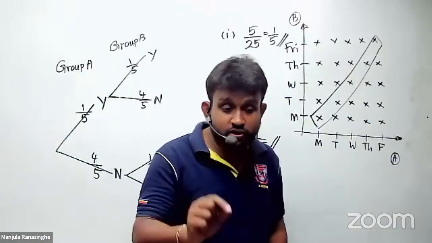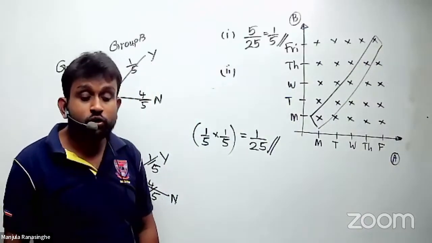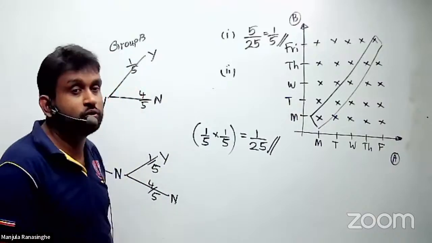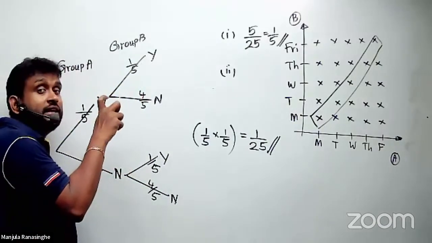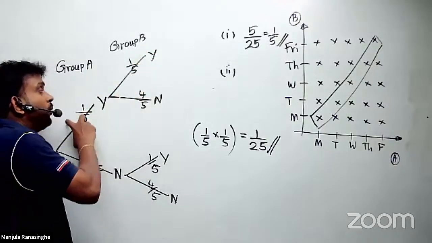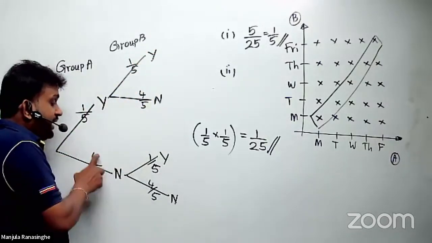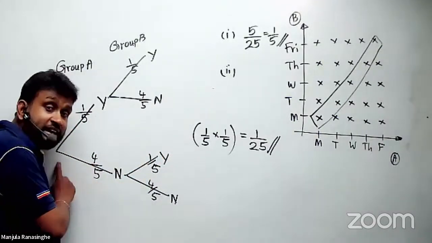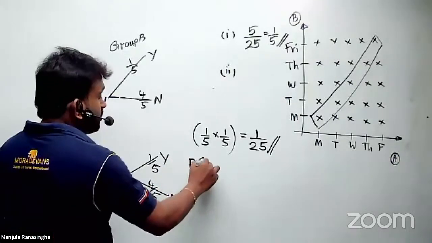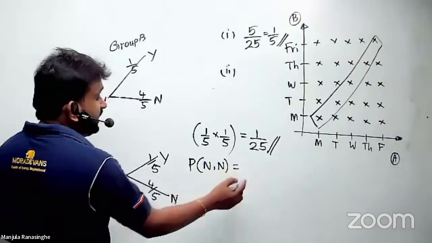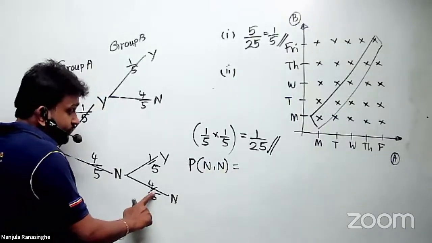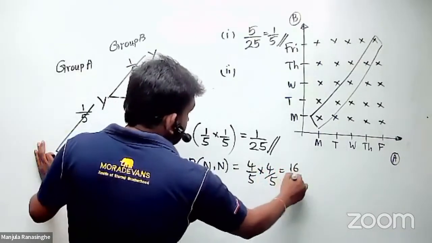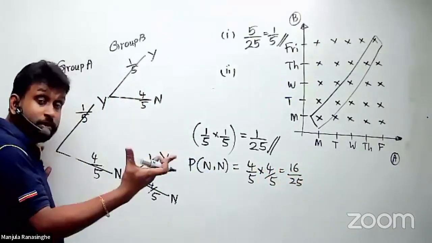Then find the probability of submission of the project on Monday by at least one group. At least one group. Y and Y acceptable, Y and N acceptable, N and Y acceptable, N and N not acceptable. So the easiest way is to find the NN probability, meaning not submitting by both on Monday. So 4/5 into 4/5. Then it gives you 16 upon 25. So the required event is the complement of that.